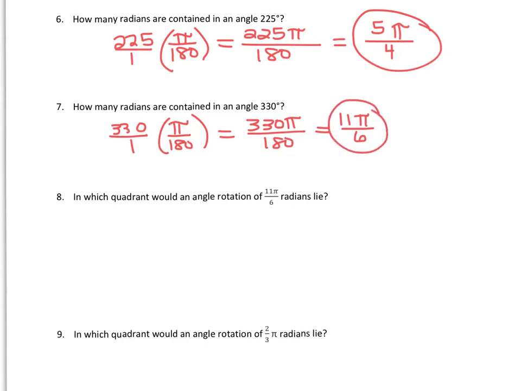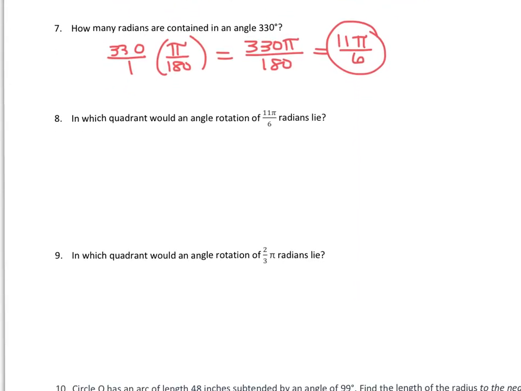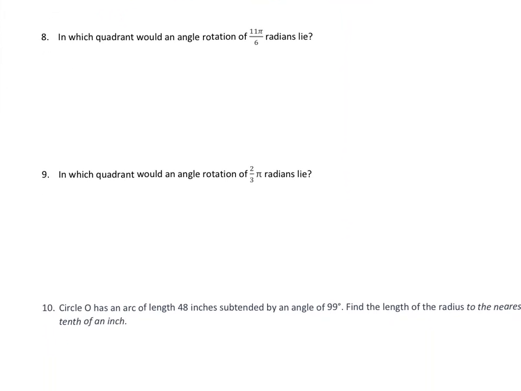All right, now it looks like number 8 and number 9, they give it to us in radians, and they want us to convert to degrees. Okay, so in order to do that, we're going to multiply by 180 over pi.